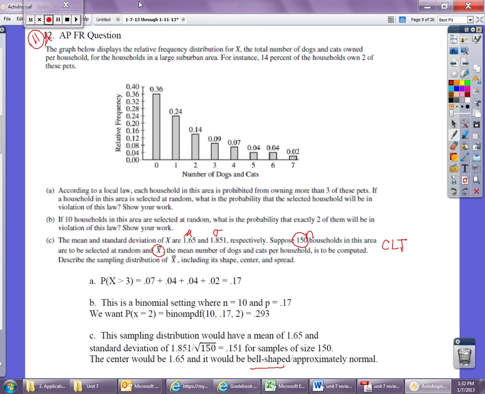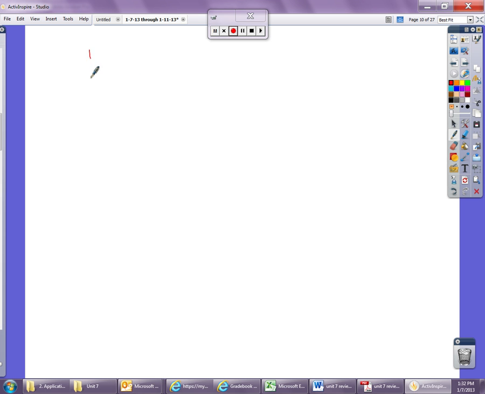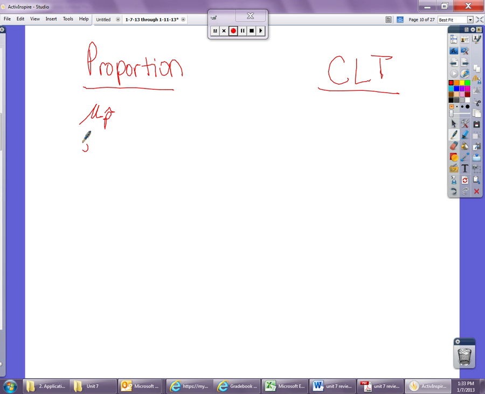Quick reminder that your test tomorrow will really just be identifying whether it is a proportion problem or a central limit theorem problem. Okay? Proportion, remember you're going to use the mu sub p hat and the standard deviation of p hat. This is just equal to your p-value. P is your parameter of the population. Okay? This is going to be equal to the square root of p times 1 minus p divided by n.